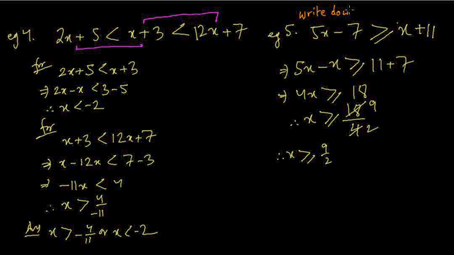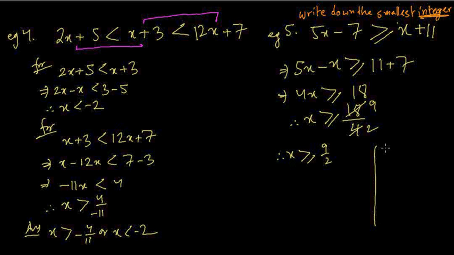But sometimes the question is, write down the smallest integer. Now to write down the smallest integer, you know what an integer is? An integer is a number like 1, 2, 3, 4 or minus 1, minus 2, minus 3. 0 is also an integer. So if you have to write down an integer value, let's see what x is greater than or equal to 9 by 2 means. x is greater than or equal to 4.5. 9 by 2 means 4.5.